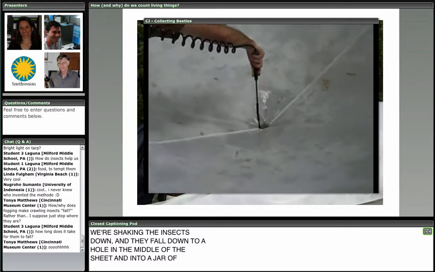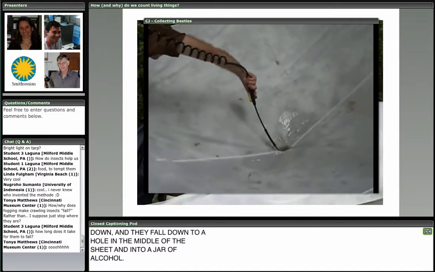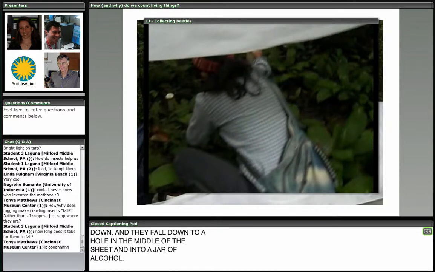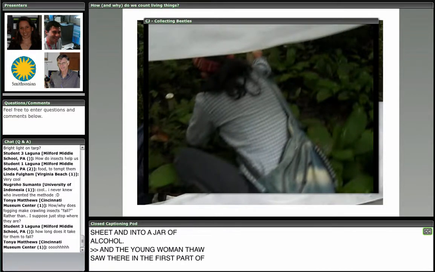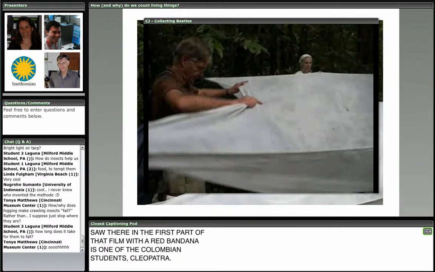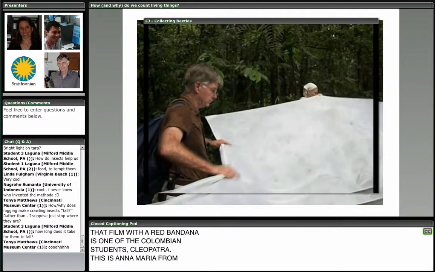And the young woman that you saw there in the first part of that film with the red bandana is one of my Colombian students, Cleopatra. This is Ana Maria. She's from Ecuador, but the first one was Cleopatra. And she just happens to be right over next door in the Natural History Building now working on beetles from these samples.